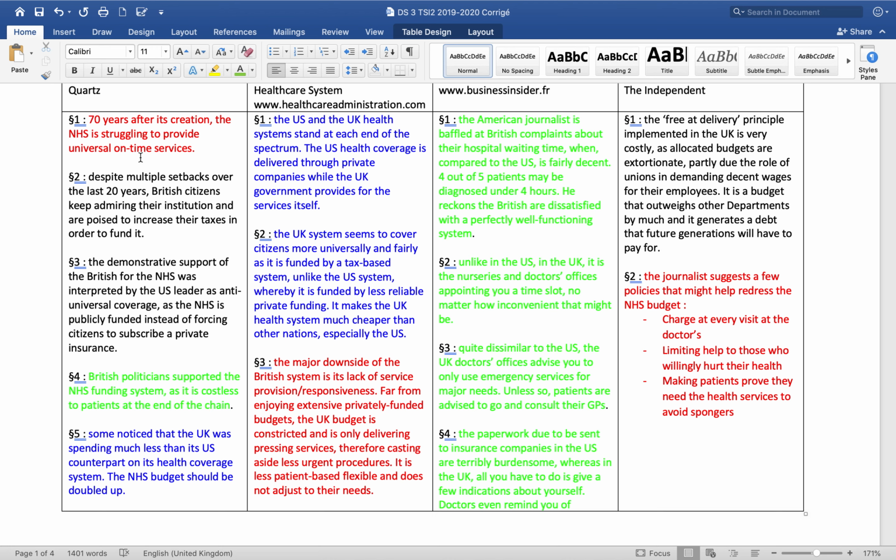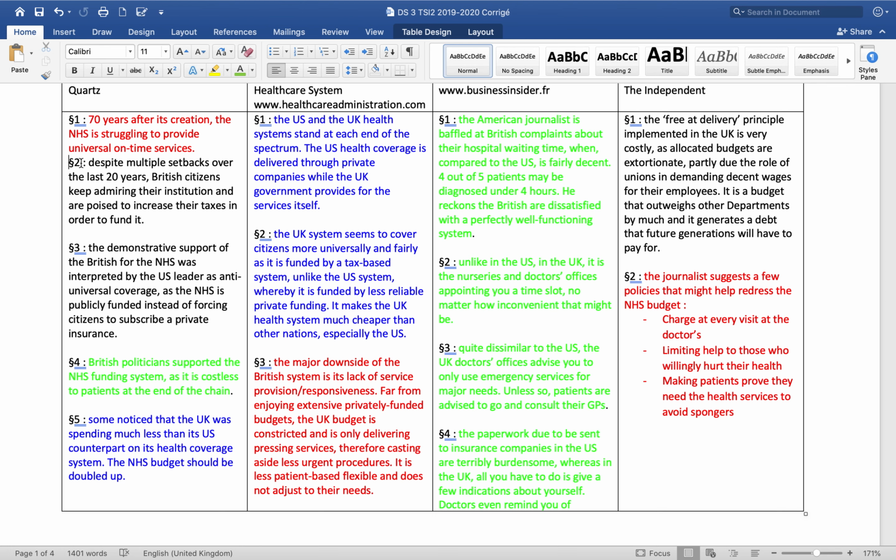So in the first paragraph, they told you that 70 years after its creation, the NHS is struggling to provide universal on-time services. The NHS is the National Health Service in the UK. It's the equivalent of the Social Security that we get in France, and it's struggling, which means it has difficulties at the moment because you have to wait a long time to get services, right? So that's the opening statement in this article.